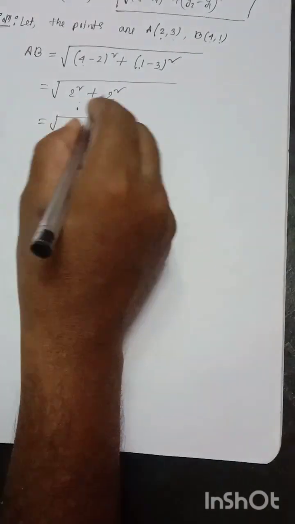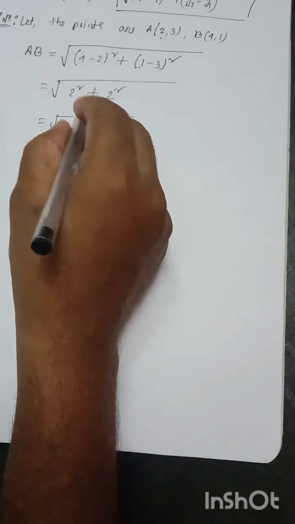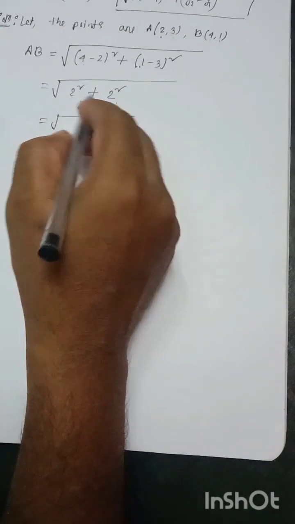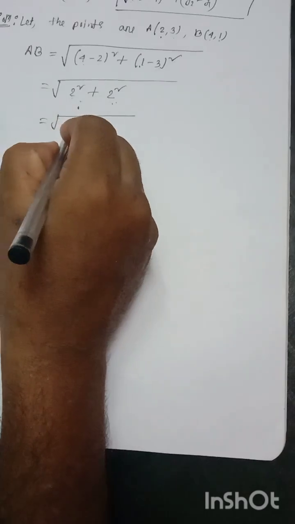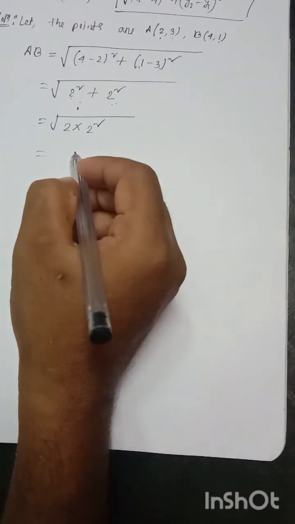So ultimately 2 square and 2 square, 2 square is 4 and 2 square is 4. We can write in another way, 2 square and 2 square. How many 2 squares are there? 2 square. So we can write 2 into 2 square. Got it?